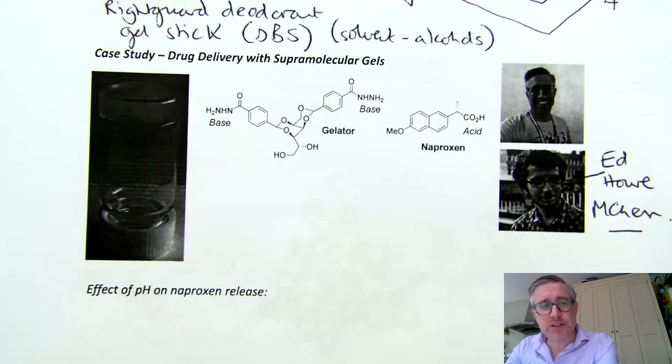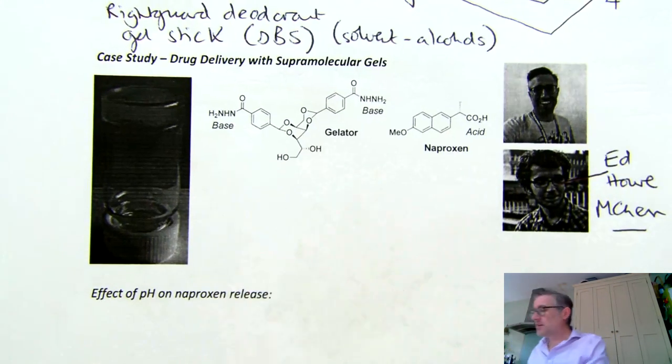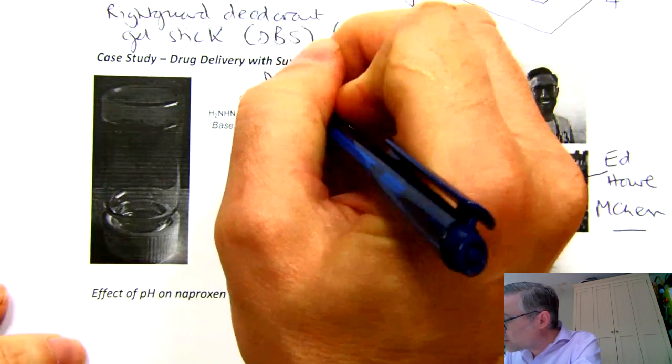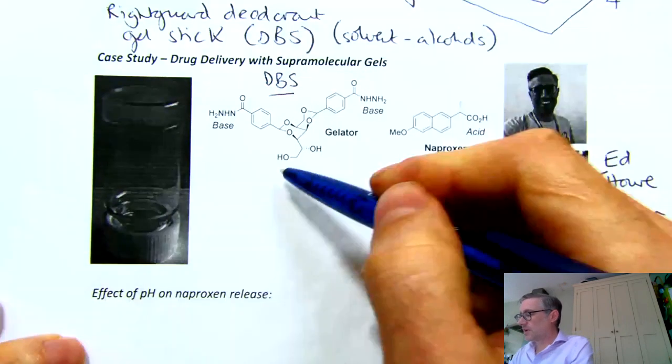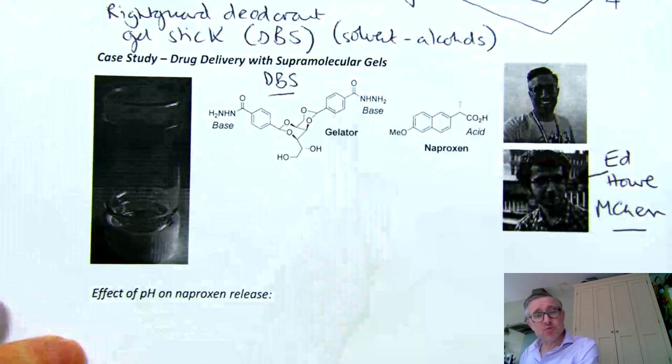And what Ed was interested in was using gels like the ones we make to do drug delivery. And in this case, he didn't just want the gel to be like the gel stick, where you sort of rub it on and the drug comes out. He wanted the gel to play an active role in controlling the delivery. So, this is the gelator that Ed decided to use. Now I want you to notice that this is just DBS. There's the sorbitol body. There's the aromatic rings. There is one difference.